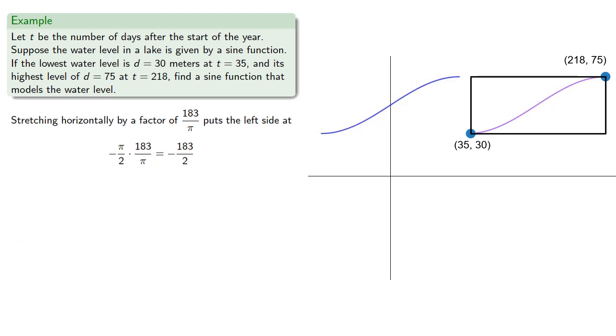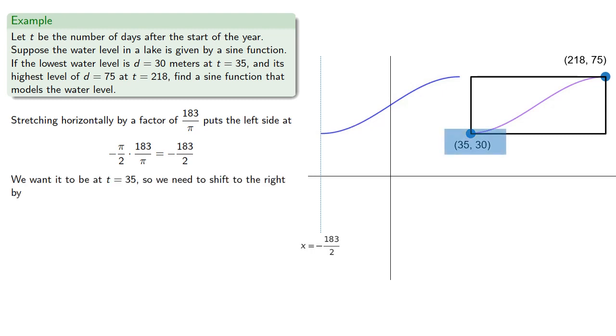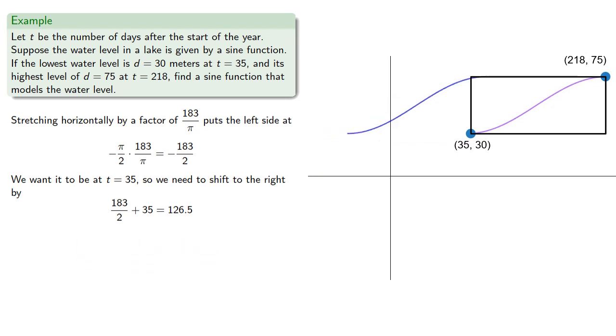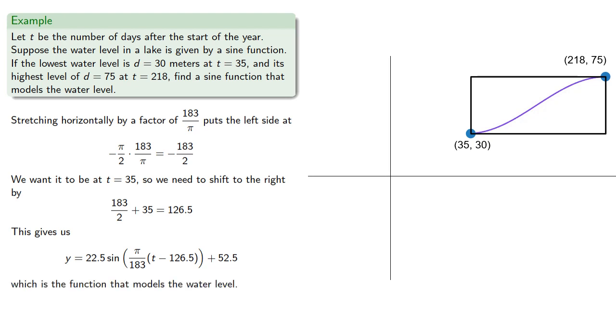And stretching horizontally by a factor of 183 over pi puts the left side at negative pi halves times 183 over pi, or negative 183 over 2. We want it to be at t equals 35, so we need to shift it to the right by 183 over 2 and 35 more, or 126.5. And this gives us the graph of, where we switch to the variable we want to use, t, as our independent variable, and this is the function that models the water level.